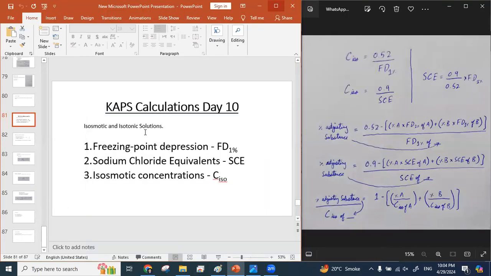Now I want you to understand three terms here. They are really simple. The first one can be confusing, which is freezing point depression. What do you mean by depression, freezing point depression? We can simplify it by saying that this is the freezing point value of some element. I'm not going really deep in all of these three: freezing point, sodium chloride equivalents, and isosmotic concentration. This is not the topic of this presentation. I'm here for the calculation. I will give you a real simple overview of all of these three, and then we will dive into the calculation part.